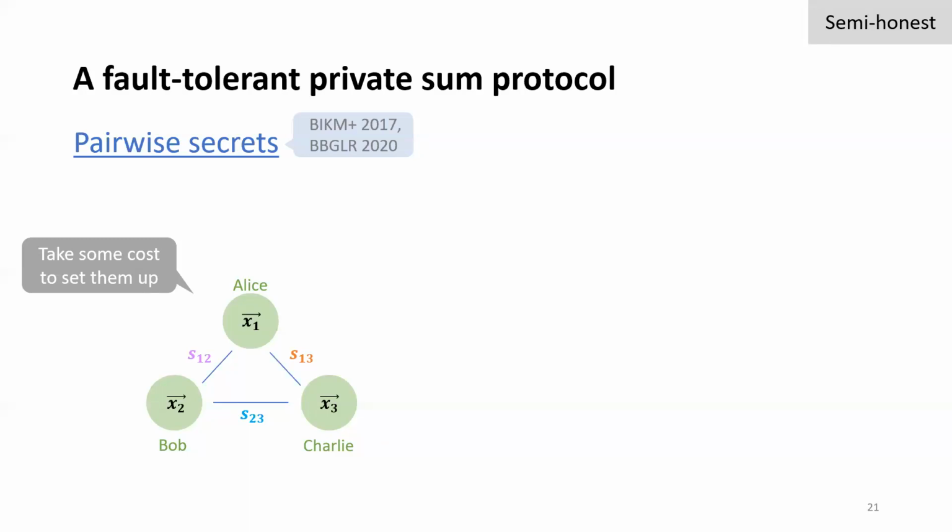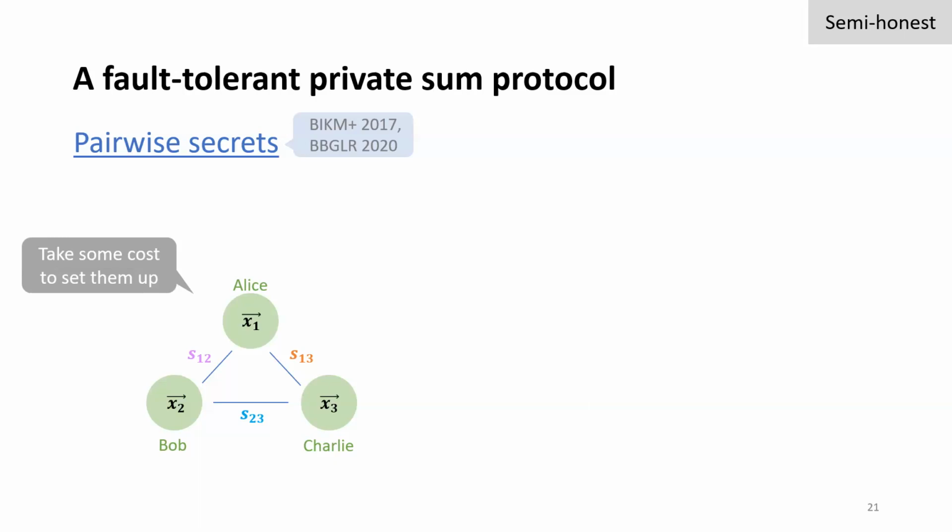So to start with, let's say we have three clients, Alice, Bob, and Charlie. They each hold a long vector, x1, x2, x3. The server wants to compute the sum. The first step, which we call the setup phase, is to establish pairwise secrets between them. In previous work, this is done either by setting up a PKI or with a few interactions between the server and clients. So this is the relatively expensive part.